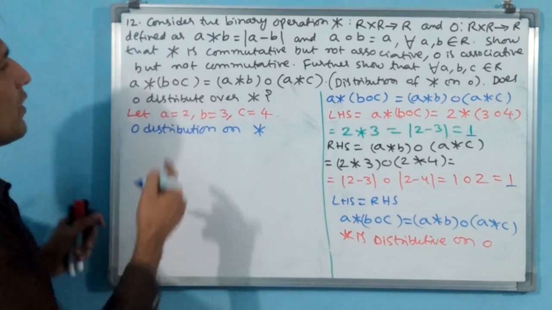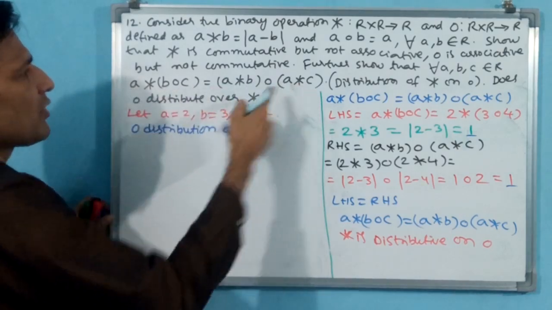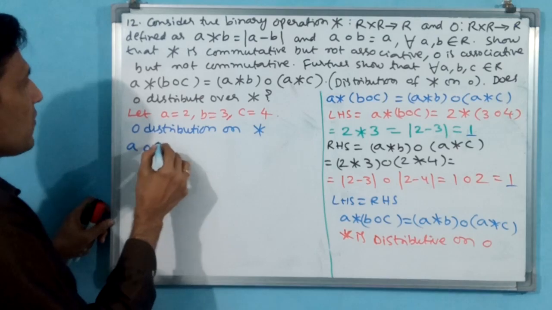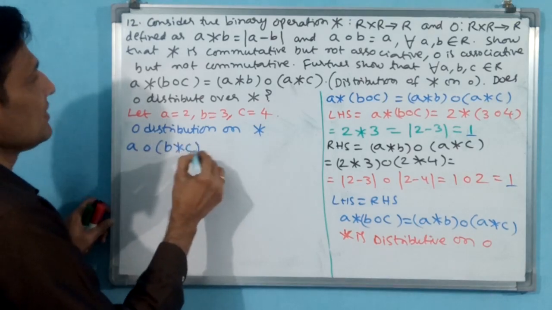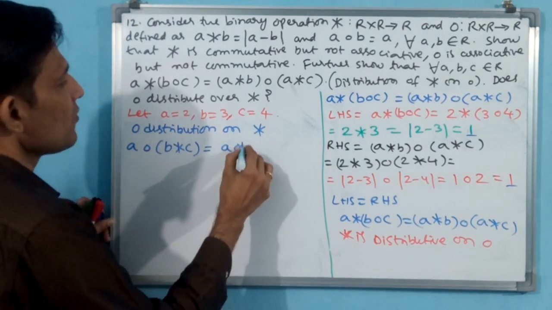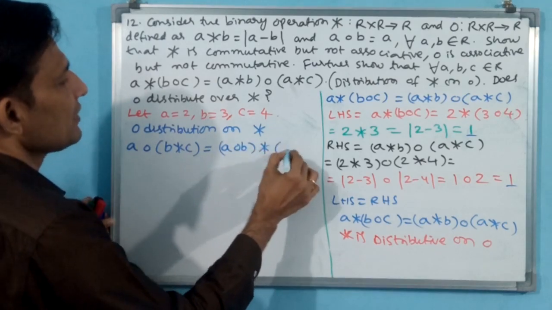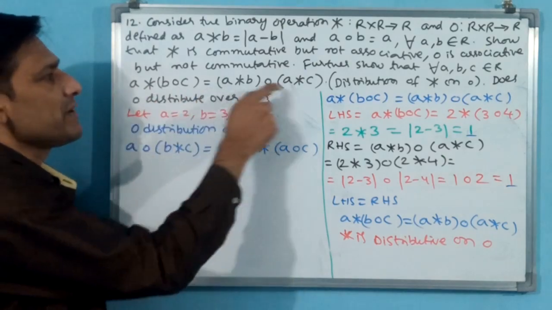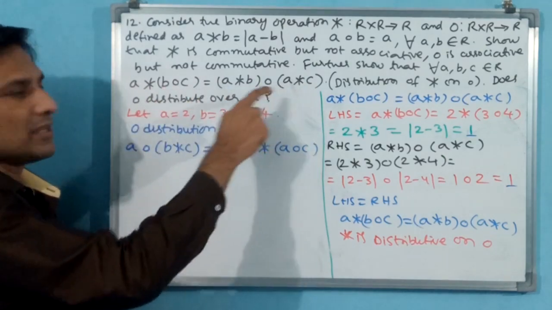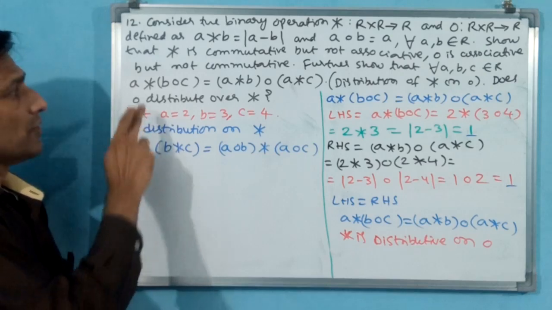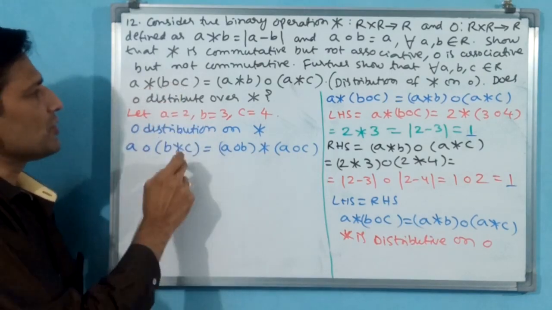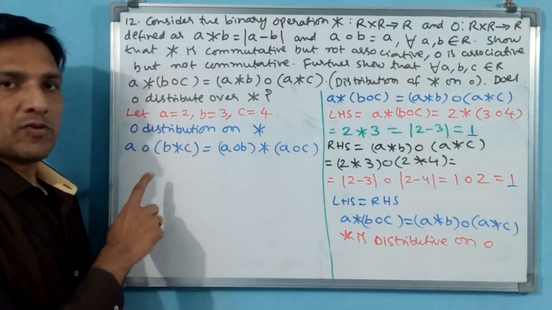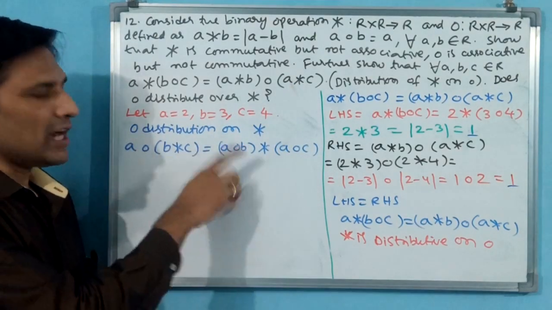You see now, O distribution on star means the same formula you have to change. How I am changing, you see. A O B star C is equal to A O B star A O C. Now you compare the earlier statement or formula or axiom, this to this: star O, O star, star O, O star O. Okay, now we have to see that O distribution on star.